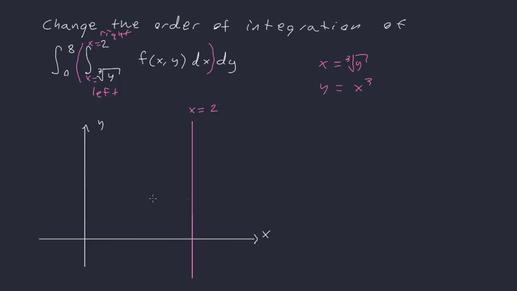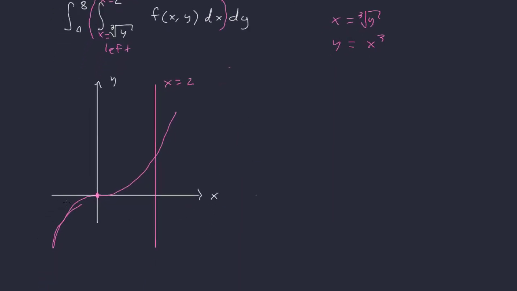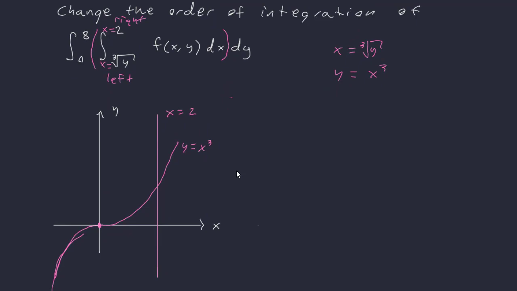Okay, and to make this look a little better, I might need to shrink this down a little bit. Hang on. Okay, so from here, the cubed root looks something like this, and this is definitely not drawn to scale. But yeah, it looks something like this. So we've got this going on. Okay, so I've got the vertical line, I've got the y equals x cubed.